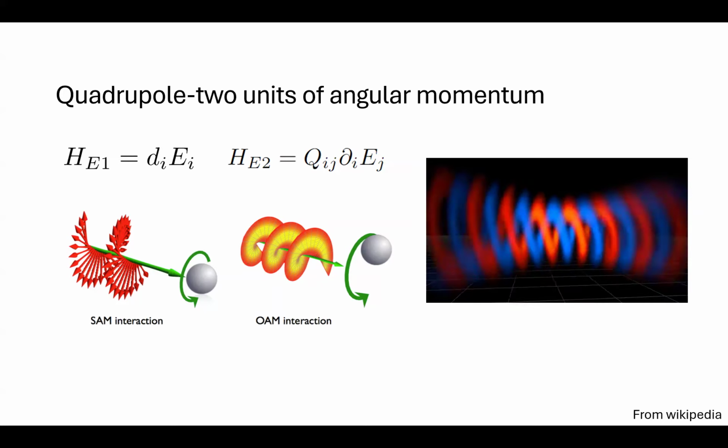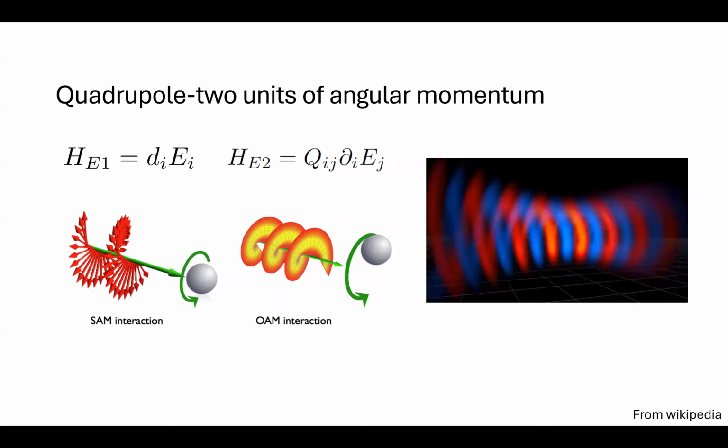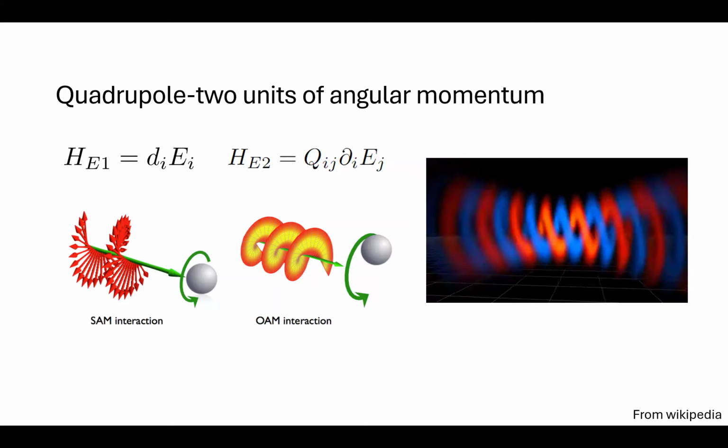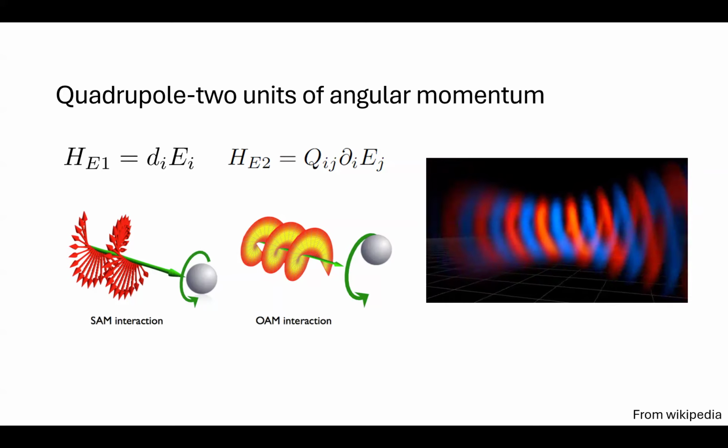So you can see that these are now the two different angular momenta that we want to transfer to the atom, and then do this quadrupole transition from 6s to 5d. So this is the transition that we are driving always in the lab these days.